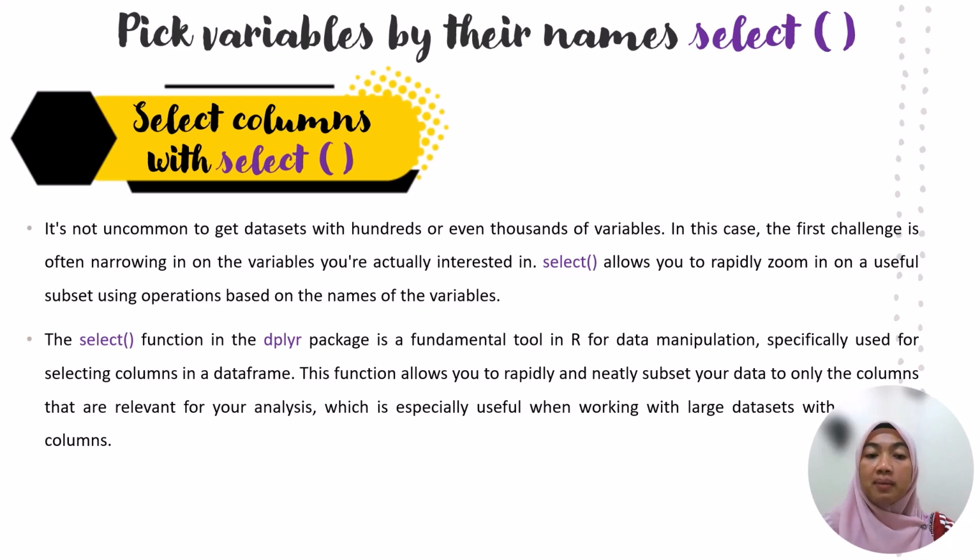name of the variables. The select function in the dplyr package is a fundamental tool in R for data manipulation, specifically used for selecting columns in a data frame. This function allows you to rapidly and neatly subset your data to only the columns that are relevant for your analysis, which is especially useful when working with a large data set.